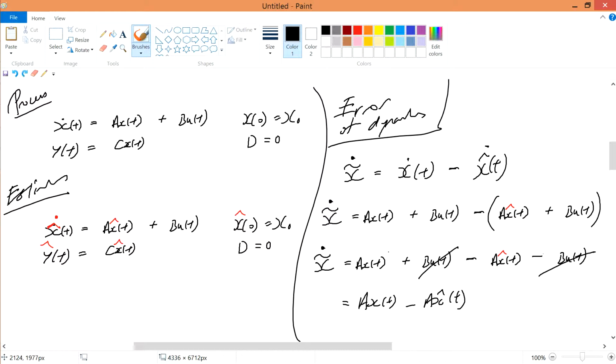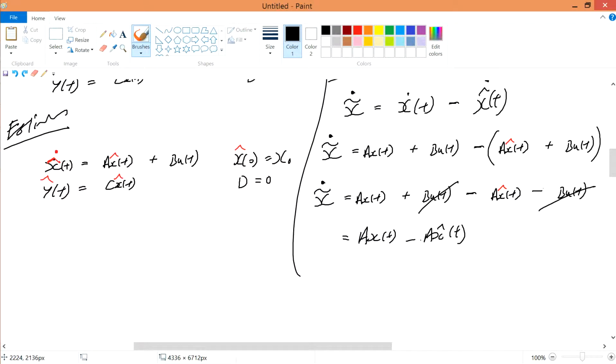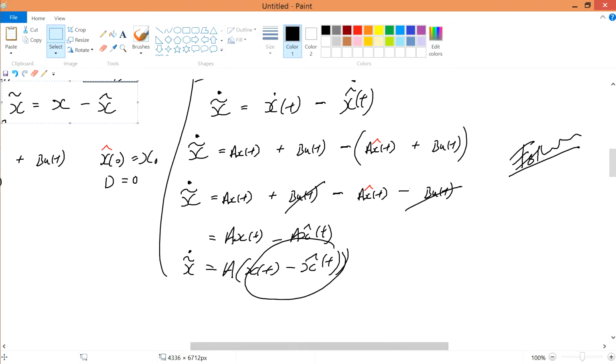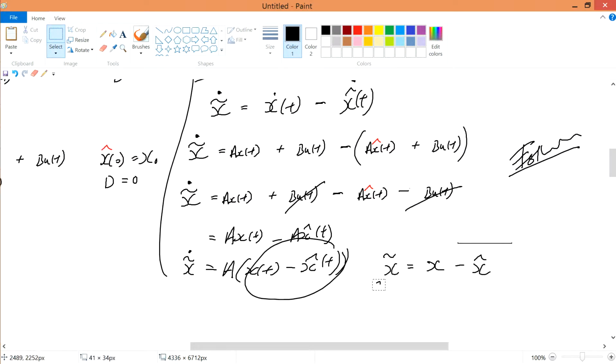Alright, and this thing. And then since we know that we can factorize out this one, what I have is, because A is the common term, so I'll just simply factorize it out. Now we have this thing over here. And if you take a look, this thing over here, do you find it familiar? This thing over here is simply our state estimated error.